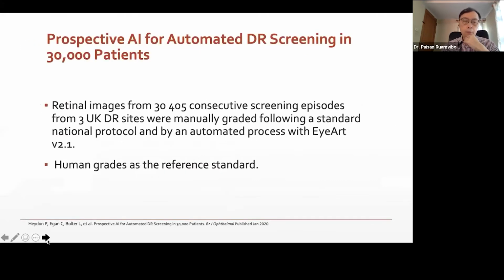In this paper, they performed prospective screening of more than 30,000 patients, on more than 30,000 consecutive screening episodes from 3 UK DR screening sites. Patients in these screening sites were manually graded by human graders, as well as by the AI, which is commercially available. It's called iGrading. Here's the result.